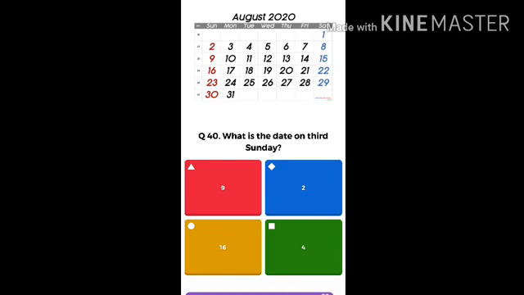Now in the same calendar, find out the date on 3rd Sunday. Find the Sunday in this calendar. The date of first Sunday is 2, second Sunday is 9 and the third Sunday is 16.